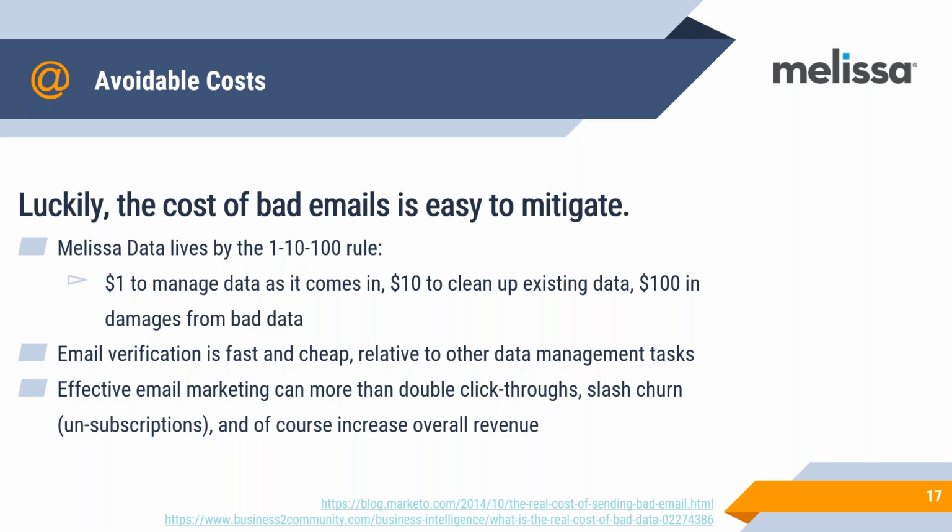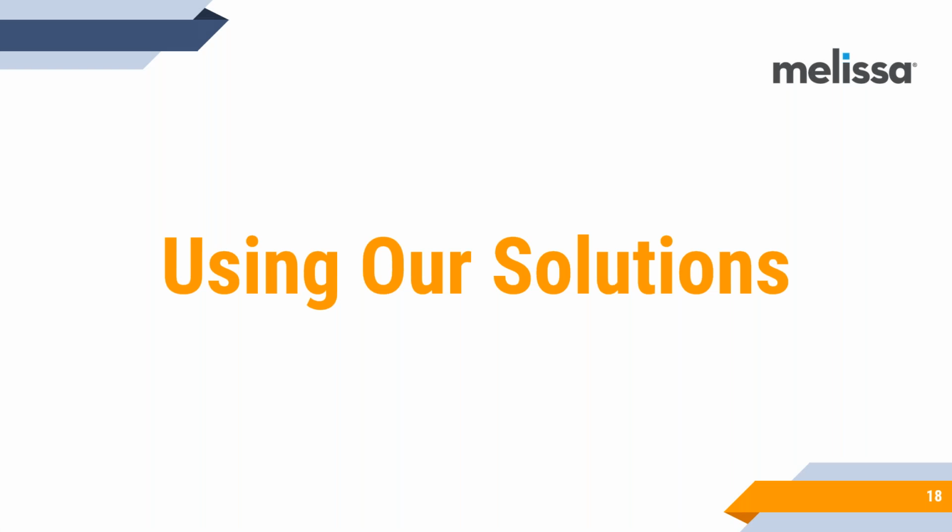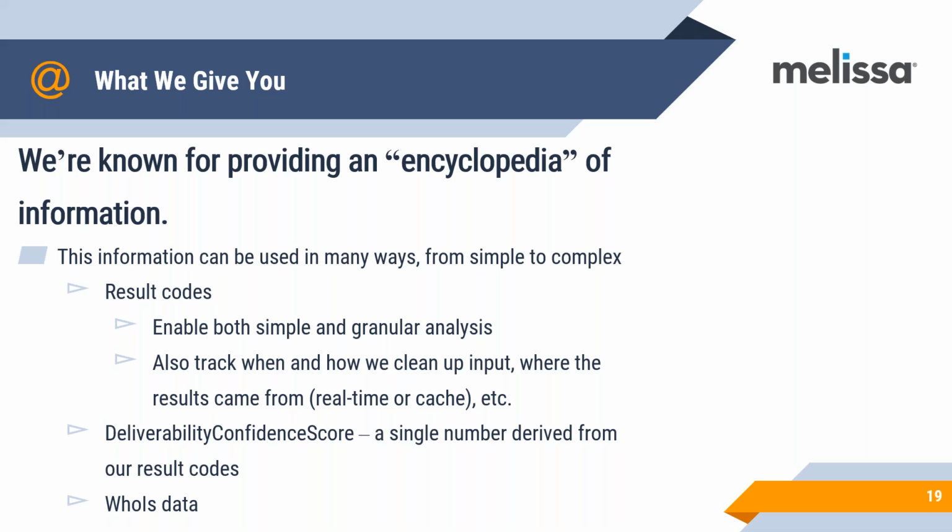All right. Now, how do we use our solutions to solve these problems? Among our competitors, we are known for returning an encyclopedia of results. It is a rare client that utilizes every field in our responses, but they're there if you need them. Our result codes are the main entry point into our results. Result codes are alphanumeric codes, 2 letters and 2 numbers, such as ES01, that enable most any type of analysis.